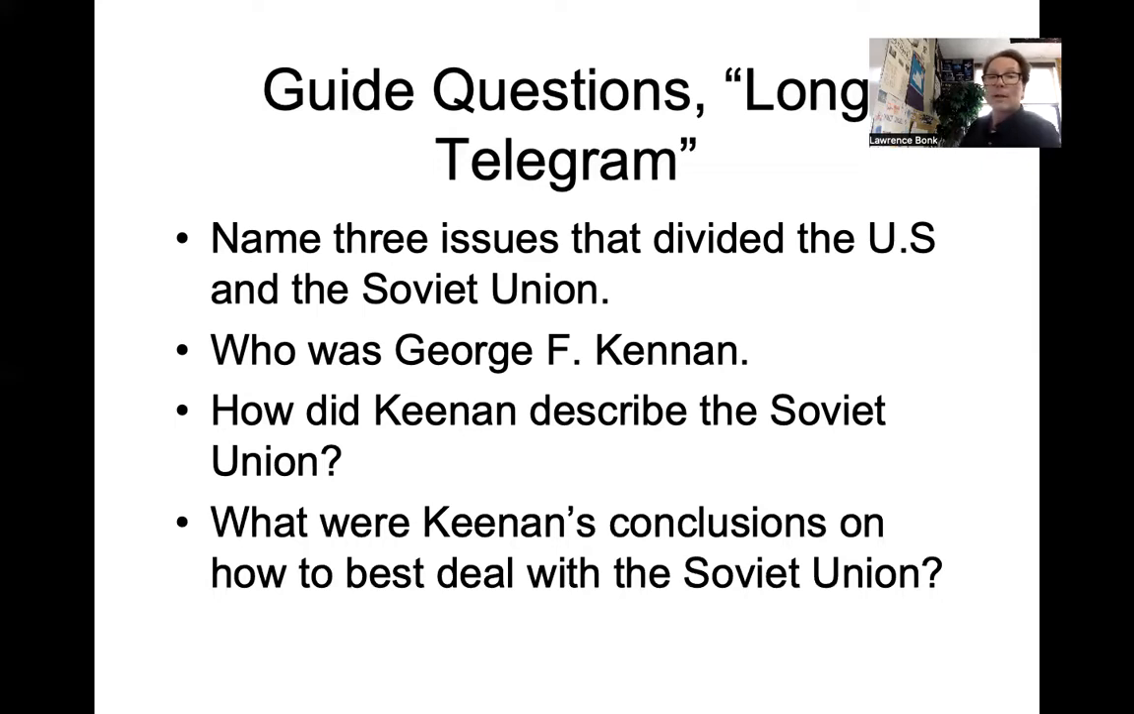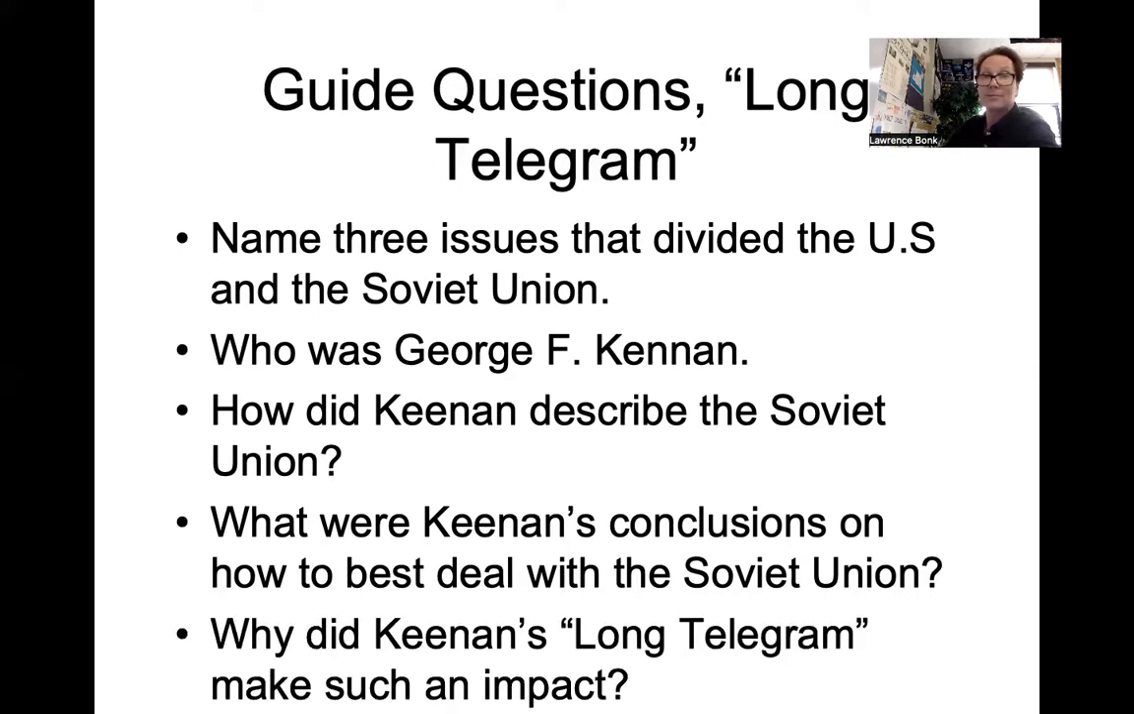Next guide question, what were Kennan's conclusions on how to best deal with the Soviet Union? This, again, is your foundation. This is your blueprint of how the United States is going to try to thwart Joseph Stalin, who seemingly, again, had been making promises. Go back to Yalta. Remember how Stalin was talking about, yes, we're going to have free elections in Eastern Europe. And yes, I'll allow democracy to take root. He was lying. He had never had any intention of it, as we found out.